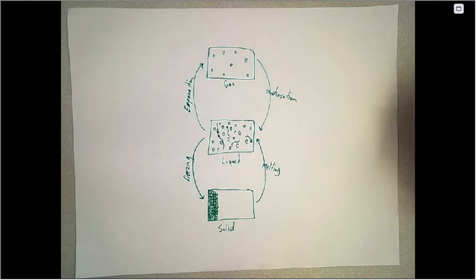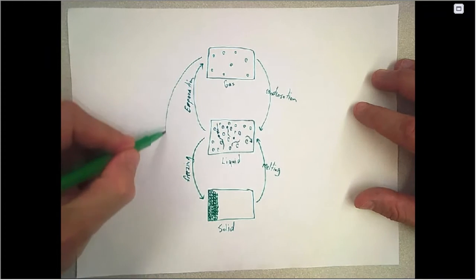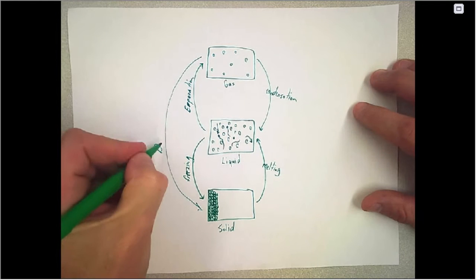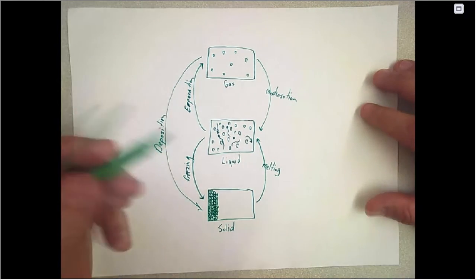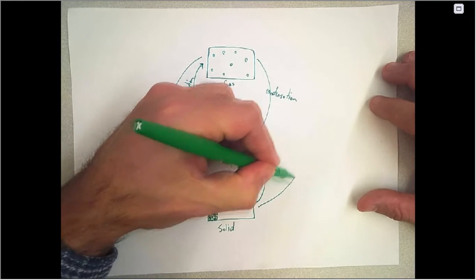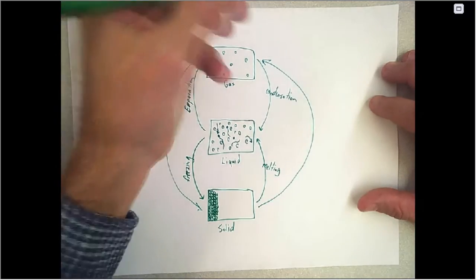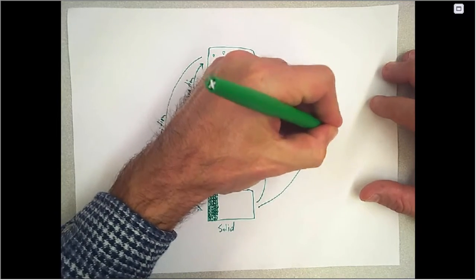The ones that you're not as familiar with is when you go directly from a gas to a solid, and a few things do this. It's called deposition. And going directly from a solid to a gas is called sublimation.